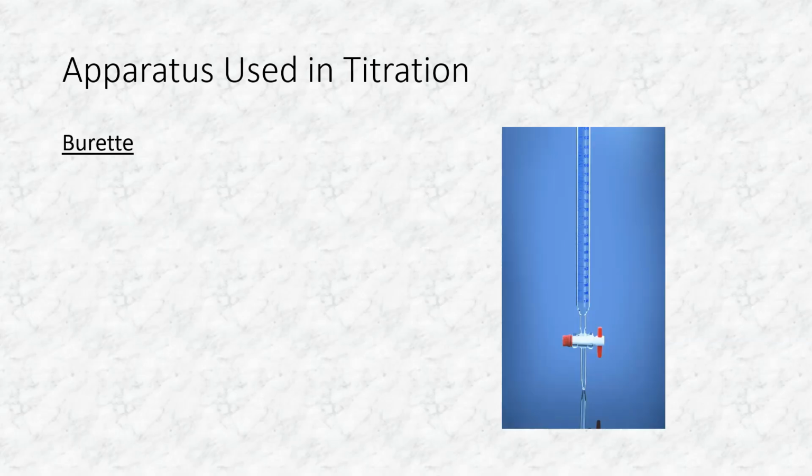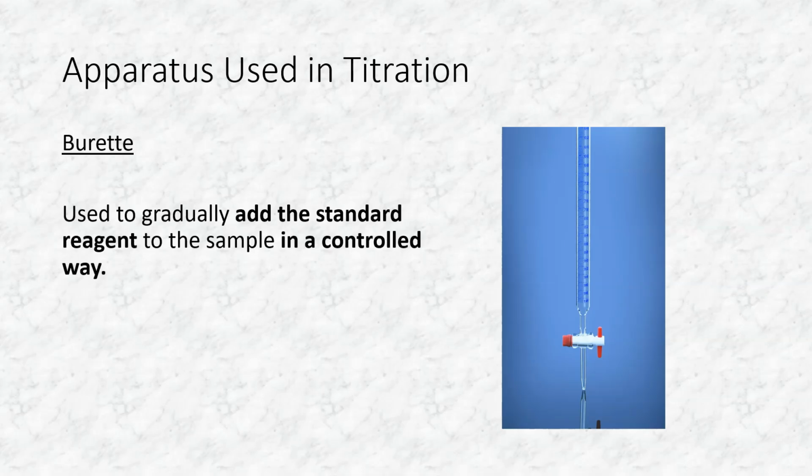Another piece of apparatus we'll use is a burette. A burette is used to gradually add the titrant, or the standard reagent, in a controlled way to the flask that's got the sample in. So you will use this to add the titrant, the standard solution, to the flask and monitor the reaction that's happening until you reach the endpoint.